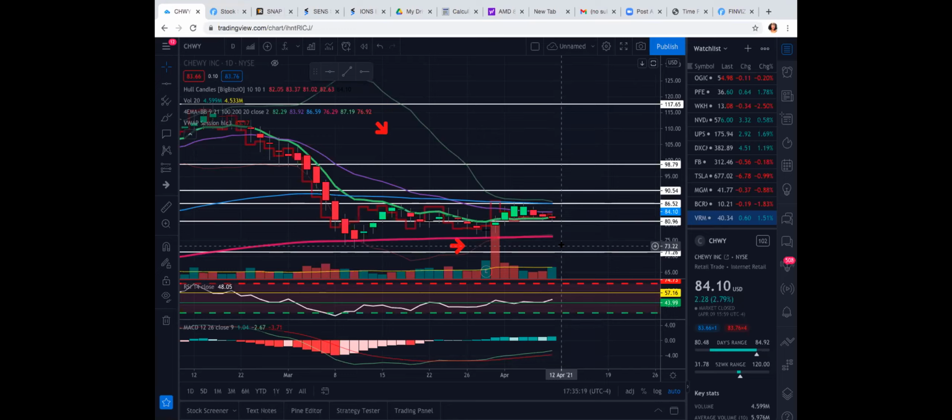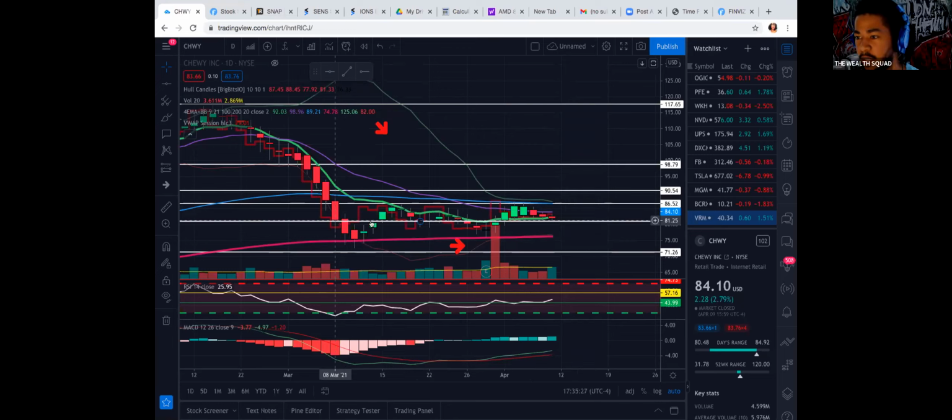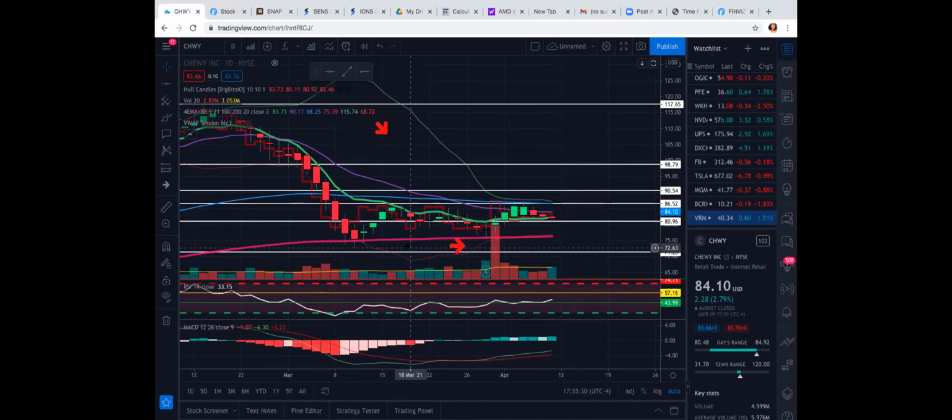I establish entries off of areas of support, personally. Oh, there's a lot of feedback. Can you hear that? Yeah, I muted him for now. I'll unmute him. Okay. Personally, I like to enter at areas of value. I don't like to enter when a stock is too far from a moving average that it respects.